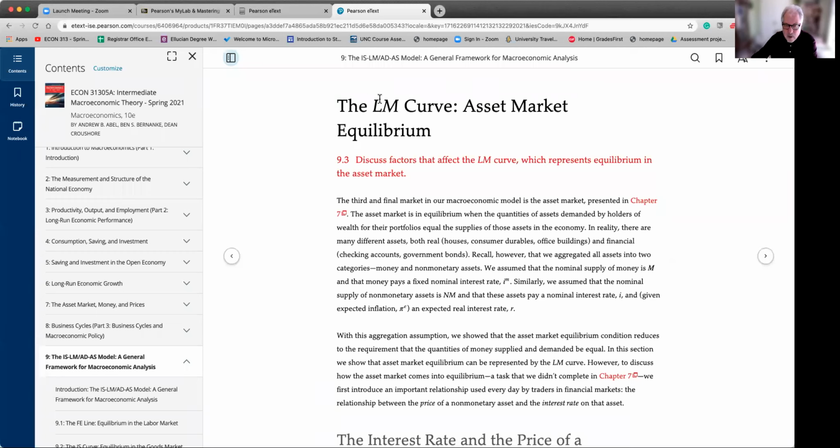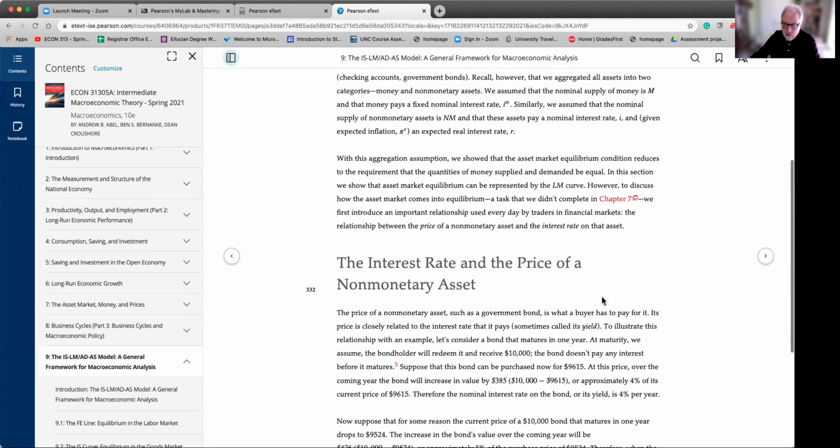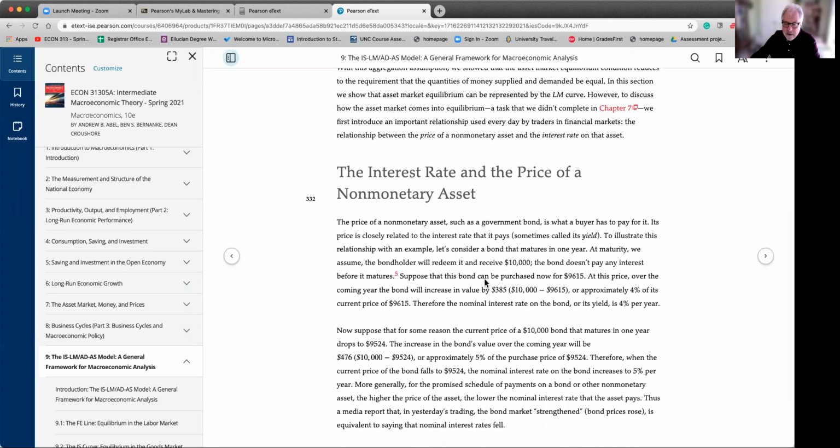The demand for liquidity, demand for money, that's what the L is, right? And M stands for the money supply, right? So liquidity and money demand, money supply, right? Asset market equilibrium, that's the LM curve. So we do the same kind of analysis here.